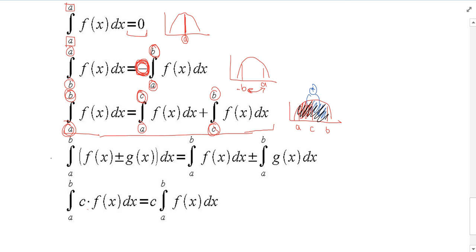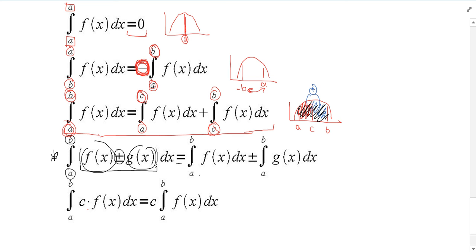Now let's look at the next one. This one is important because we will be using this a lot later on as we get into more difficult definite integrals to calculate. So this one we're given again the interval from a to b, but inside the bracket here we have f of x plus or minus g of x.